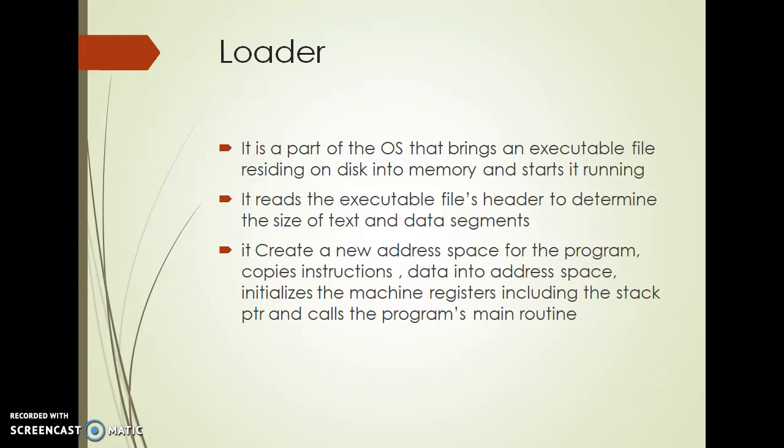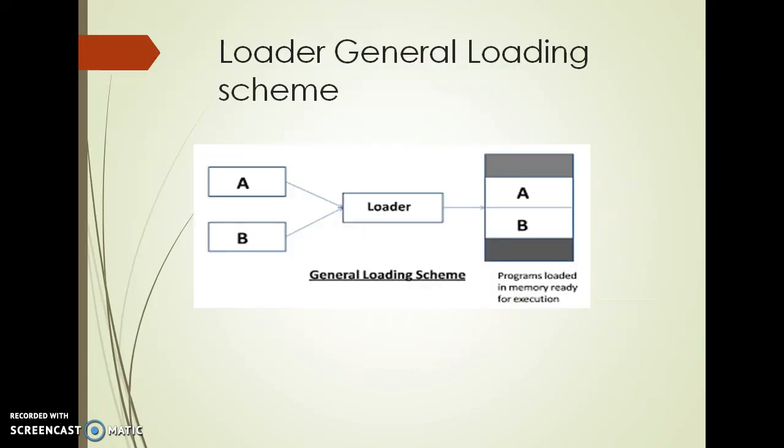To execute a program, first of all, machine registers should be initialized. So the same task is performed by the loader. Loader will load the program into the main memory, and it will initialize the machine registers, including the stack pointer, and call the program's main routine. This is a general loading scheme where programs A and B need to be loaded into the main memory. So loader will load them according to the memory freely available and the size of the programs.